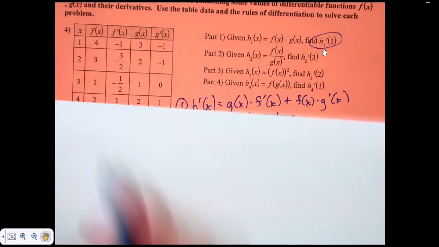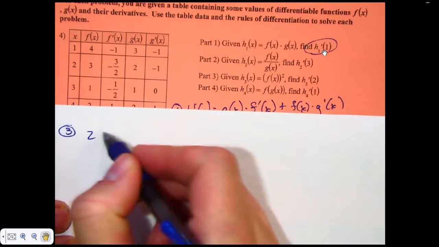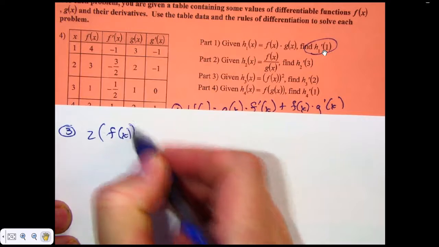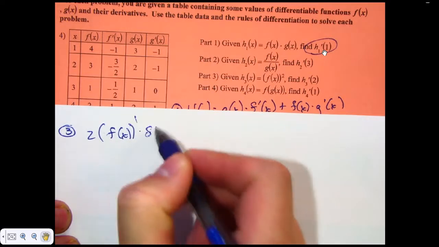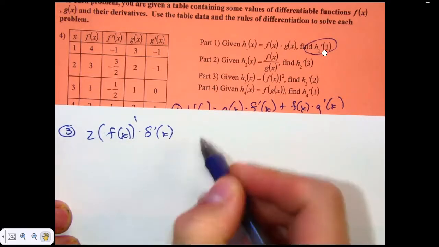Third one is chain rule. So the big guy is that 2. Bring it down. Leave the little guy alone. Reduce the power by 1. Multiply by the derivative of the inside. And then we're plugging in 2.